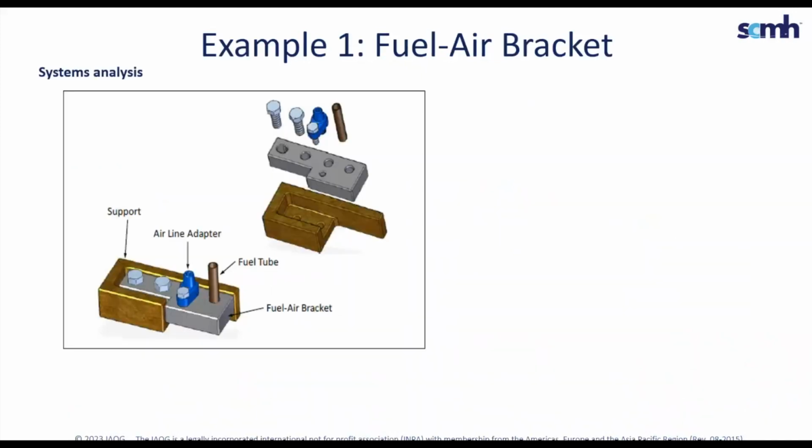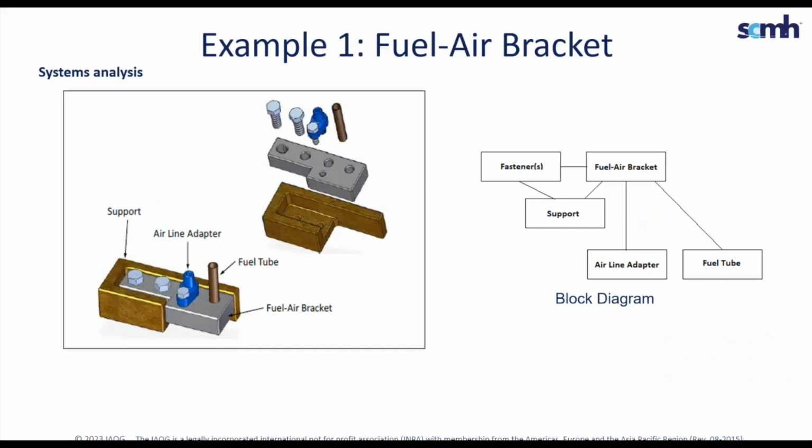Example 1 is the fuel air bracket used as one of the DFMA examples from section 7.2.19 in the SCMH. The fuel air bracket, the gray part, consists of an adapter to the airline, the blue part, and a connected fuel tube, the dark brown part. Brown is as well the support that the bracket is connected to by two fasteners.